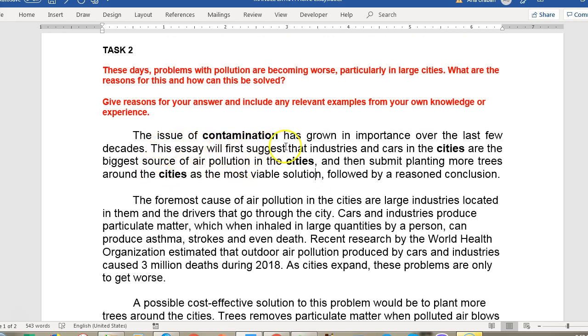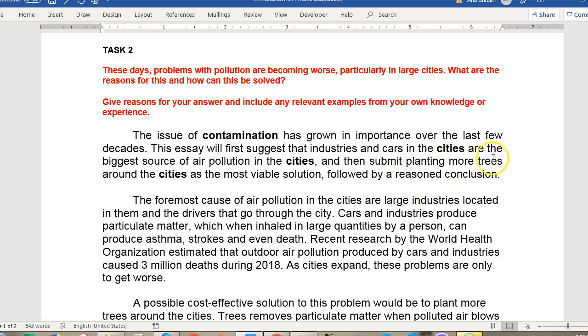This essay will first suggest that industries and cars in the cities are the biggest source of air pollution, and just remove "in the cities" here because this is simply repetitive and unnecessary. And then suggest, not submit. You can submit an essay. You have just submitted 2 essays for correction, right? You submit, you give them to your teacher. But submit planting more trees won't work.